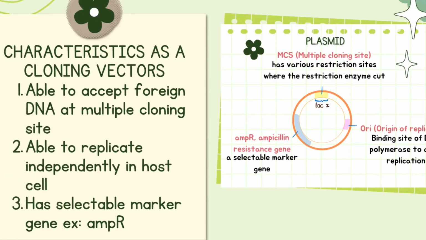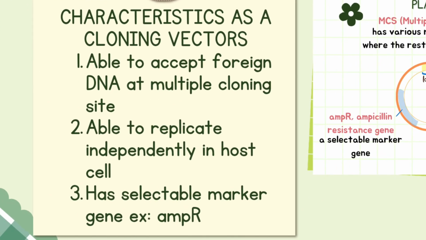So, what are the characteristics of a plasmid as a DNA cloning vector? First, the plasmid must evolve to accept foreign DNA at the multiple cloning site, MCS. So, the cloning vector must have an MCS for cloning. The second one, the plasmid evolved to replicate independently in the host cell. So, the cloning vector has an origin of replication. And the third, it has a selectable marker gene, where the marker gene codes for antibiotic resistance.